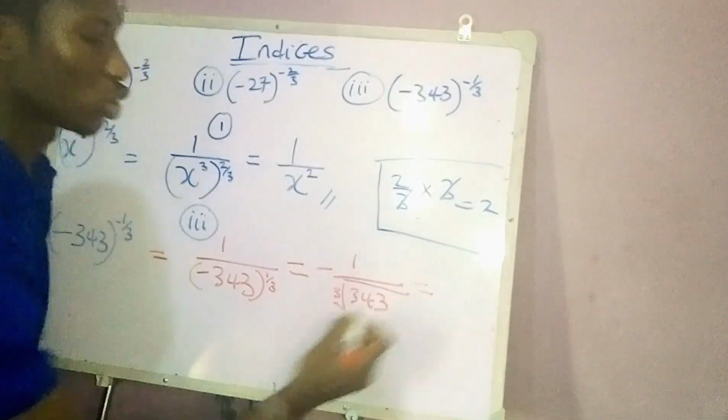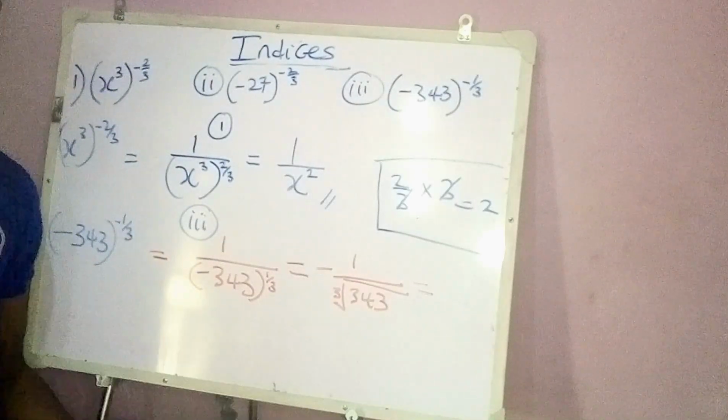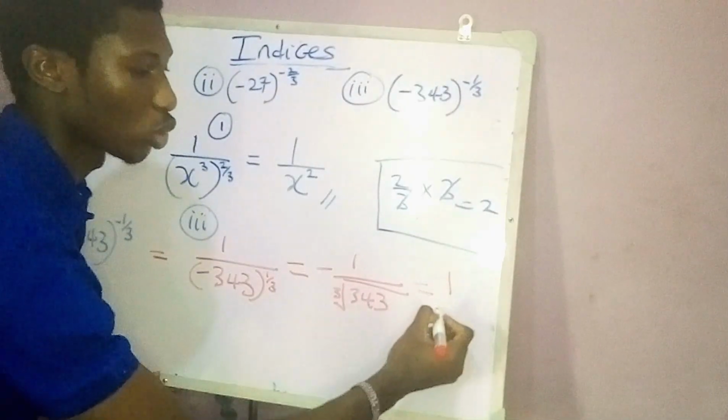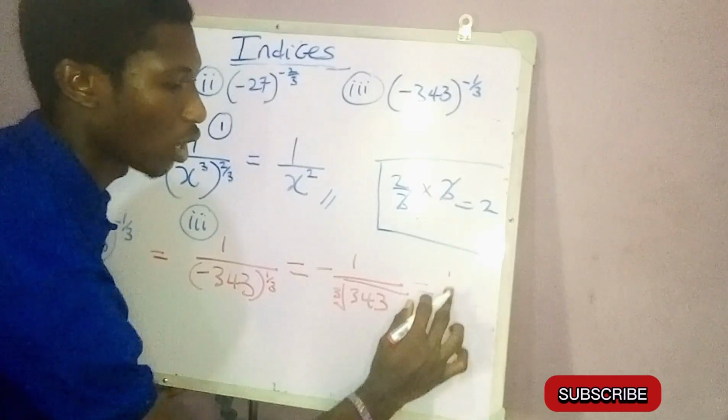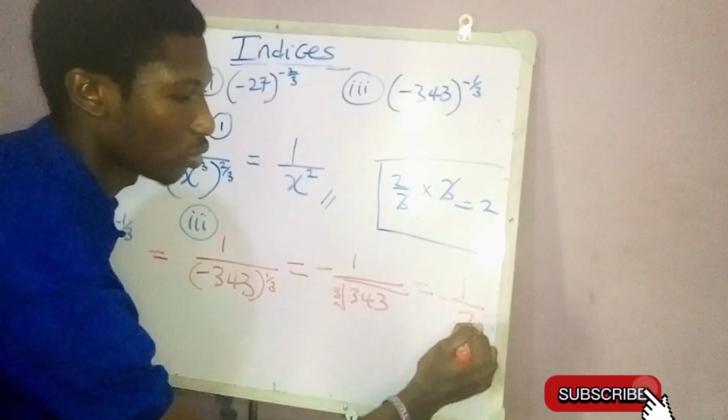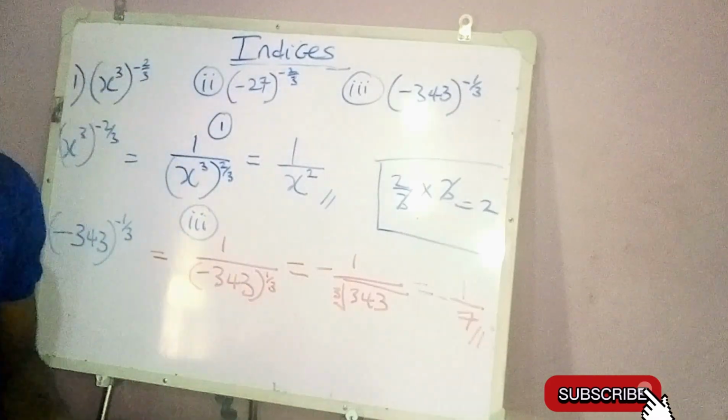Now, if you point your calculator, the cube root of this is 7. And my final answer will be -1 all over 7. And this will be my final answer.